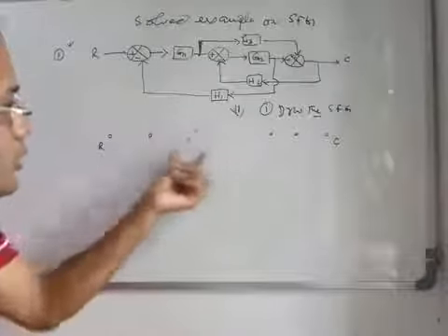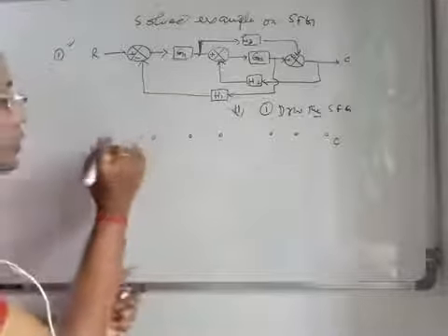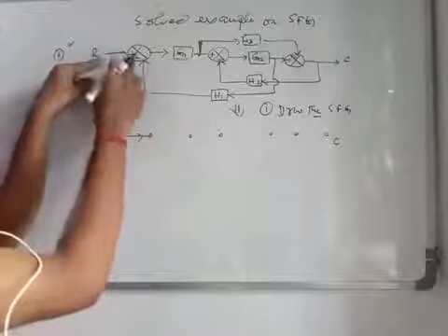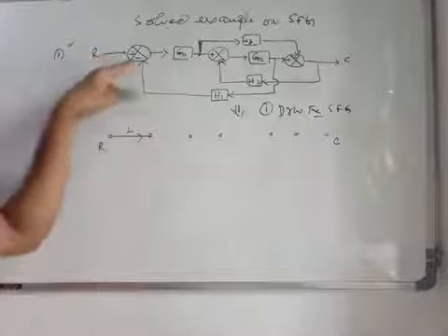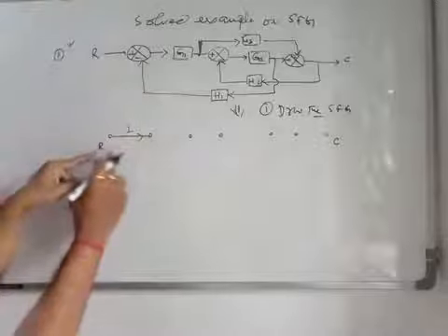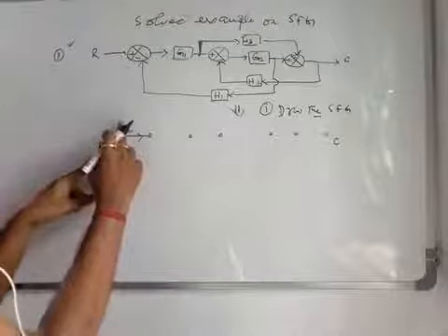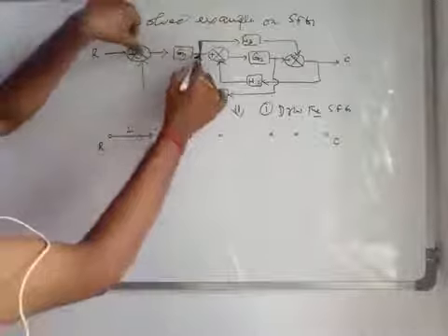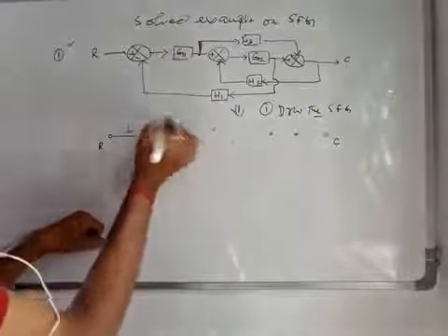Now, once the nodes have been selected, next is to join these nodes with the branches, right? So here to here, this is your input that goes to this summer. So definitely this branch gain is 1 because these two are basically the same node, but to separate them out we have considered this as your input node, and this has branch gain 1. Similarly, when we go from this node to this node, this will have branch gain of G1, right?